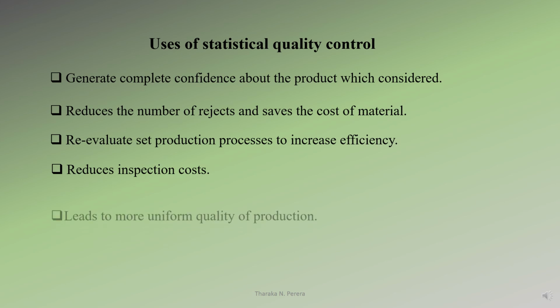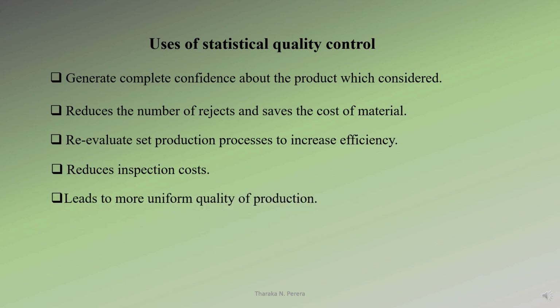Next one, it leads to more uniform quality of production. By using statistical quality control techniques, we are able to enhance the productivity of particular goods or services. So we have more uniform quality in our production process. Although there are lots of advantages and uses of statistical quality control, there are some limitations too.